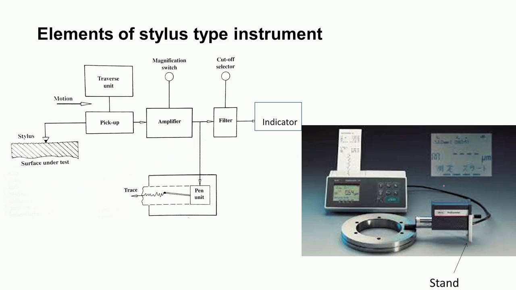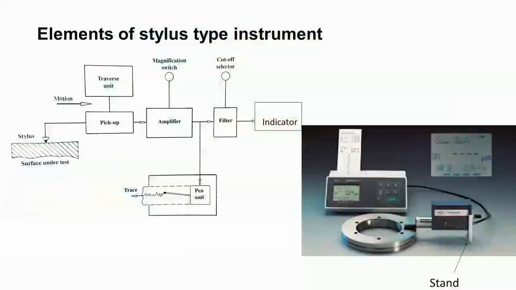Now you can see a commercially available setup here. This is the workpiece for which surface finish is to be measured, and then this is the instrument, stylus type instrument, and this is the probe. And now you can see, depending upon the height of the workpiece, we have to adjust the height of this instrument. Otherwise, there will be error in the measured value. So for adjusting the height, you can see a stand is provided.